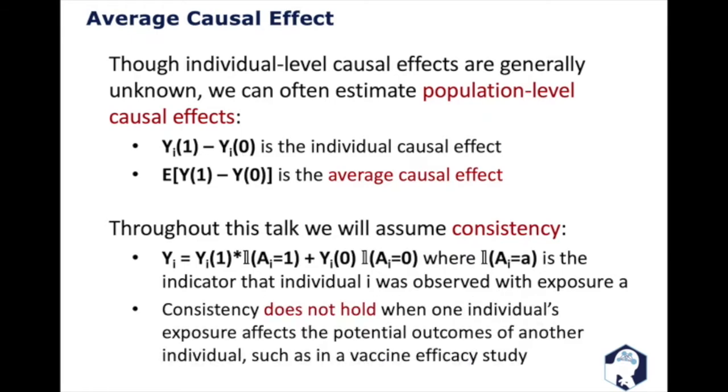Consistency doesn't always hold. When consistency does not hold, it means that one individual's exposure affects the potential outcomes of another individual. A good example of this is a vaccine study, where if individuals in my household or in my network get vaccinated, that's going to affect my potential outcomes.